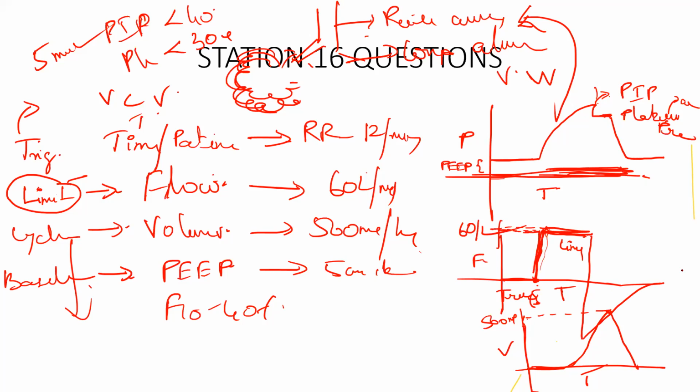Everybody clear how the volume control ventilation scalars work? Okay. Peak inspiratory pressure is to overcome the resistance offered by the airways. Plateau pressure is the airway pressure generated to open up the alveoli. Then there is a flow limit, which keeps the limit at 60 liters per minute. Once the tidal volume of 500 ml is reached, the cycling starts and the expiration begins.